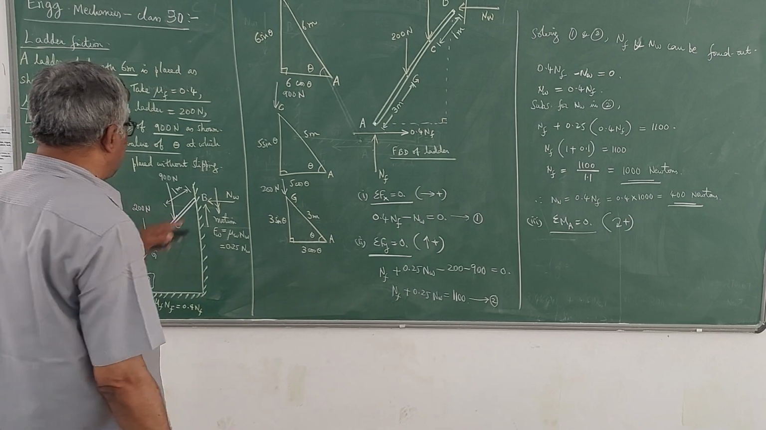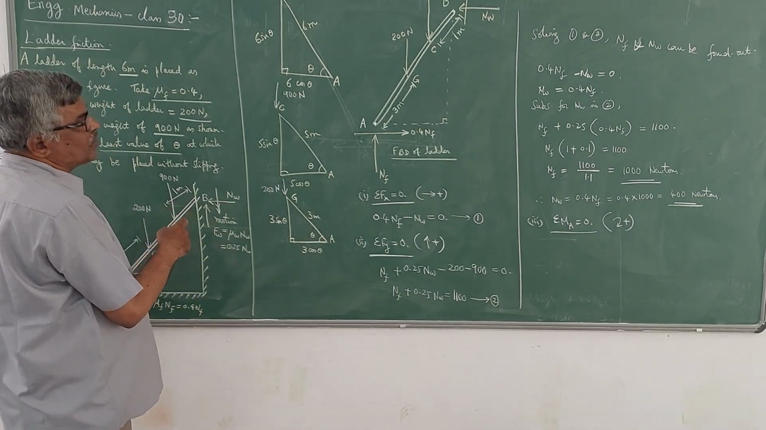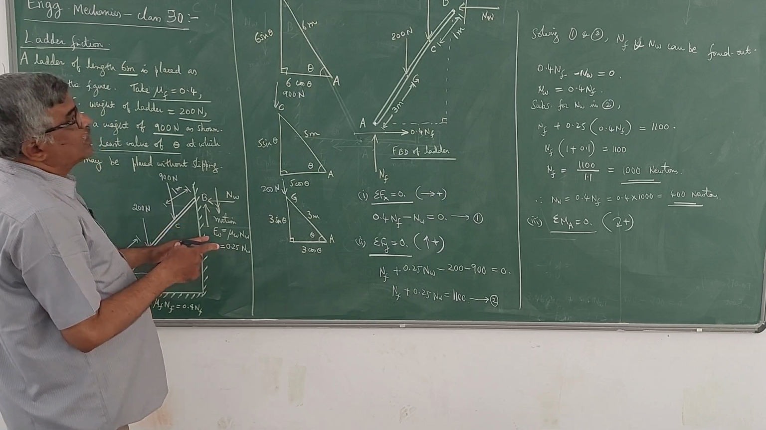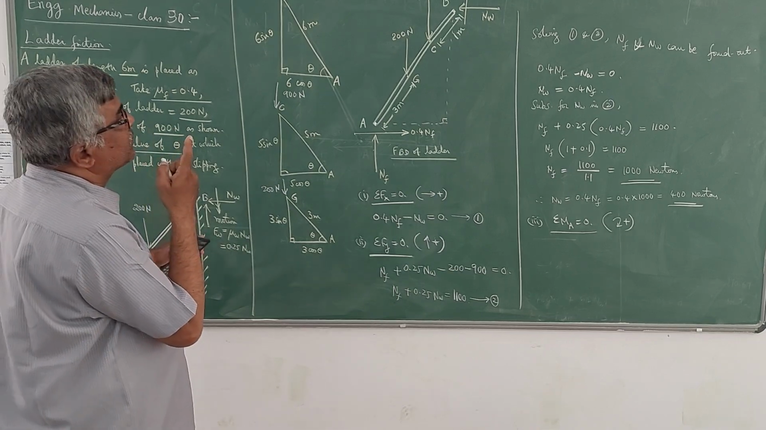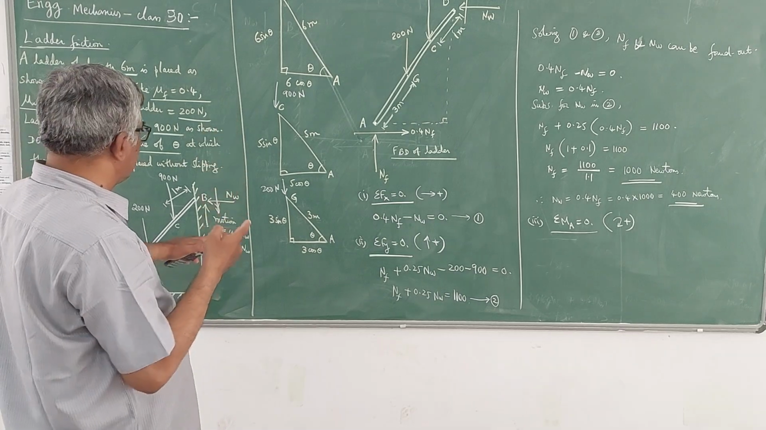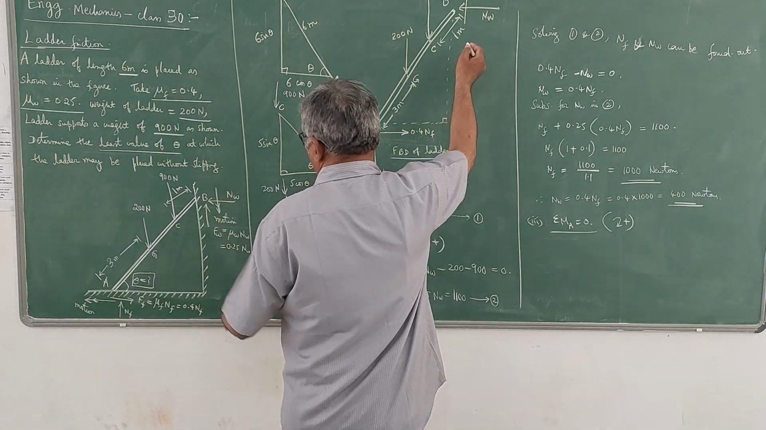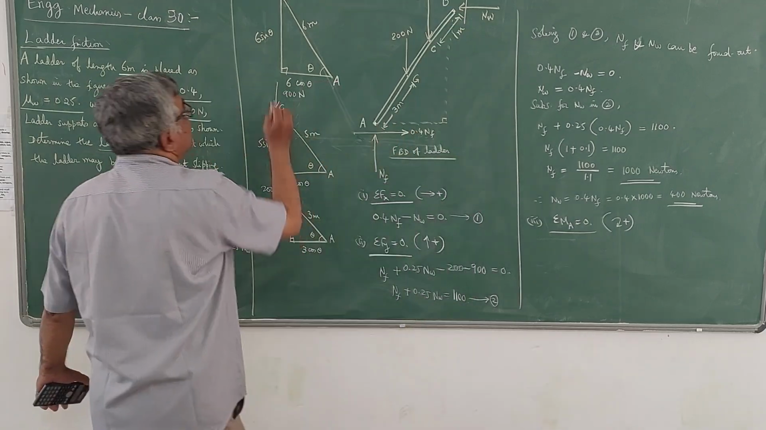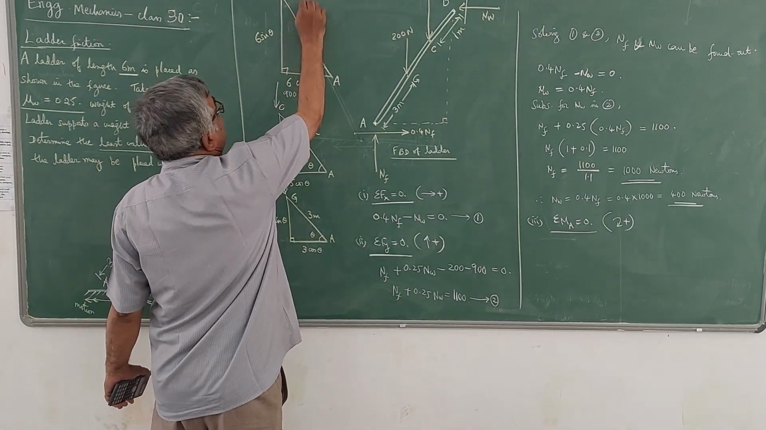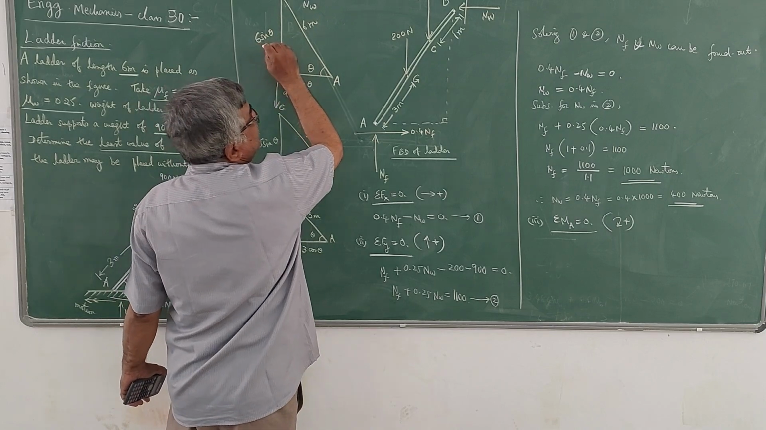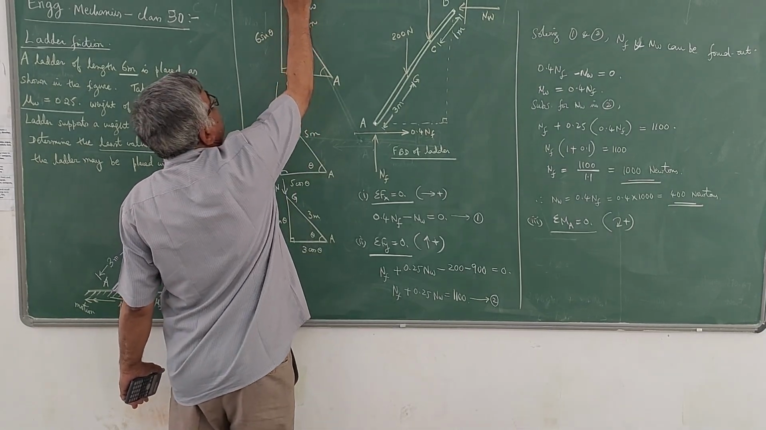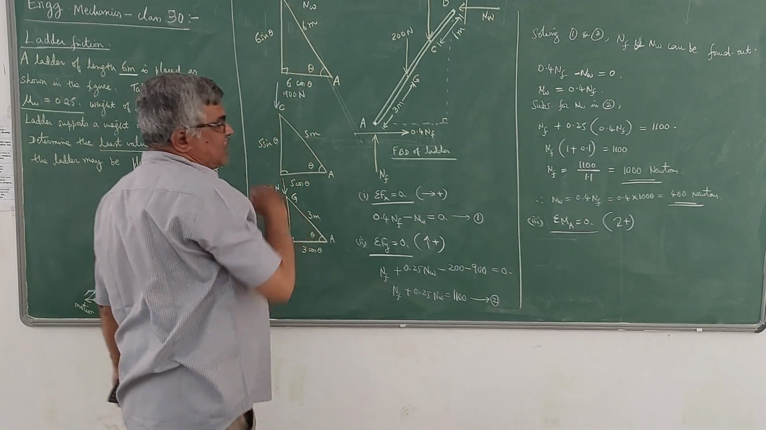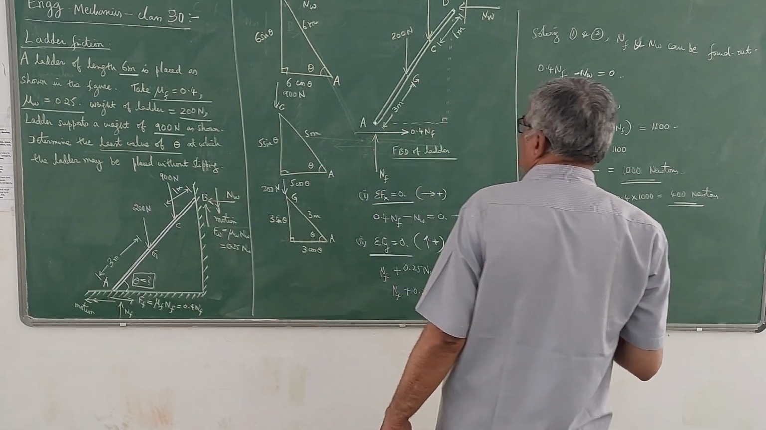Then at the point B you have two forces. One is NW, another one is FW. Those two are there at B. That means I have to take NW like this, and another FW will be like this, that is 0.25 times NW. Now by seeing these diagrams, we will write the sigma MA equation.